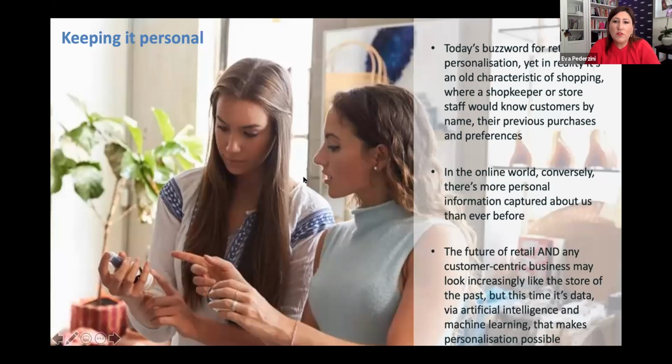Today, the buzzword for retail is personalization. Yet, in reality, it's an older characteristic of shopping, where a shopkeeper or store staff would know the customer by name. They would know their previous purchases, their preferences. They would know their family information, and so on. In the online world, conversely, there is more personal information captured about us than ever before. The future of retail and any customer-centric business, I would add, may look increasingly like the store of the past, but this time it's data via artificial intelligence and machine learning that makes personalization even more possible.